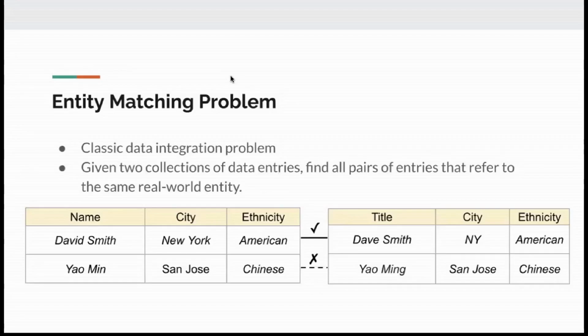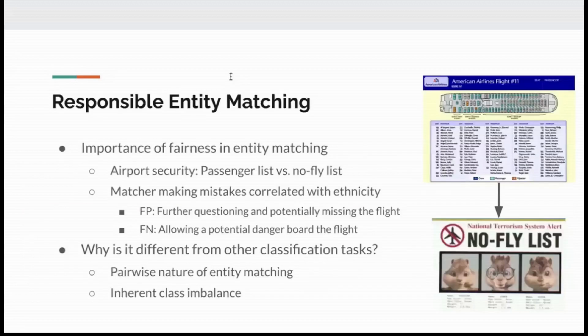Entity matching is a very important data integration problem studied for many years. In this problem, given two collections of data entries, the goal is to find all pairs of entries that refer to the same real-world entity. Fairness in entity matching is an important problem.